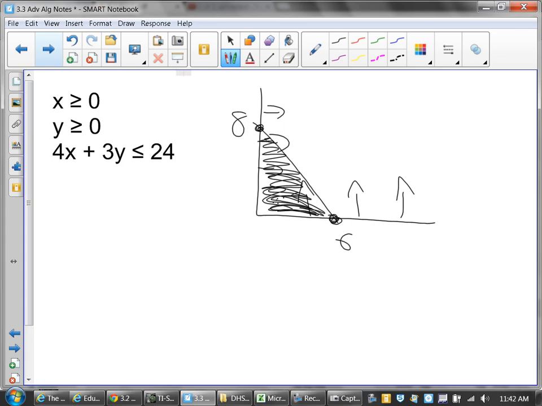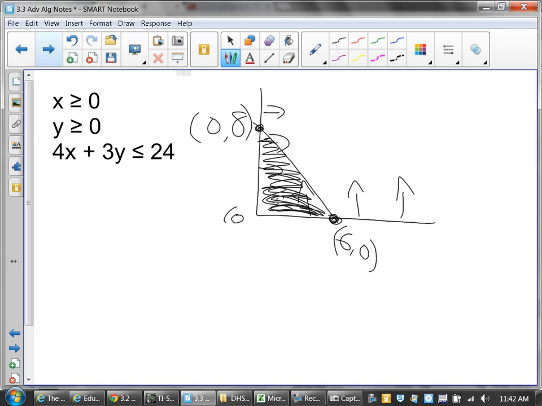What we've done now is you guys have just created a shaded region that has specific boundaries. You also can figure out the 3 sets of ordered pairs where the intersections occur. What are your ordered pairs at your intercepts? What's the ordered pair here? 6, 0. And then this one would be 0, 8. And what's this one? 0, 0.